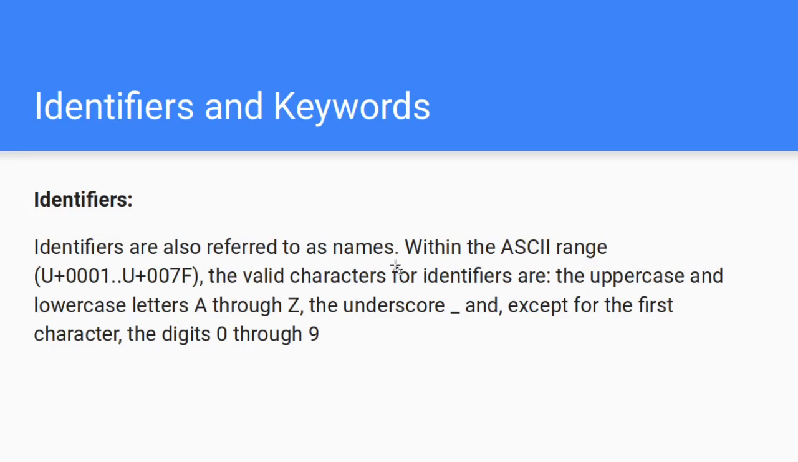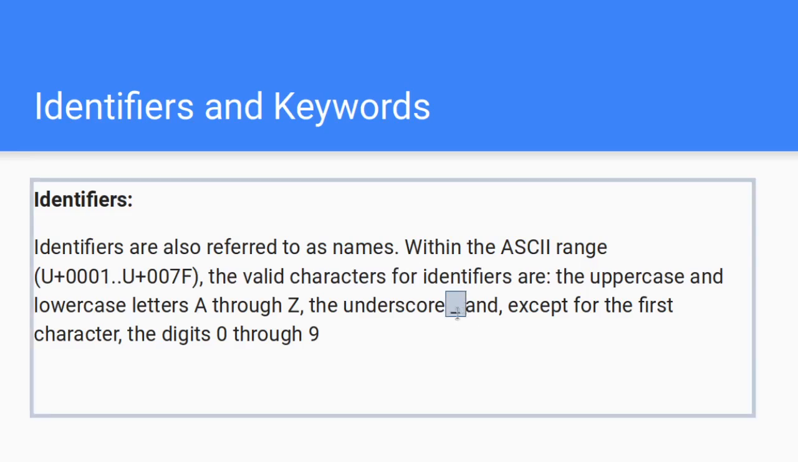Identifiers and keywords. Identifiers are referred to as names. Within the ASCII range 0 to 256, the valid characters for identifiers are the uppercase and lowercase letters A through Z, the underscore, and, well, the underscore, except for the first character, can be 0 through 9.